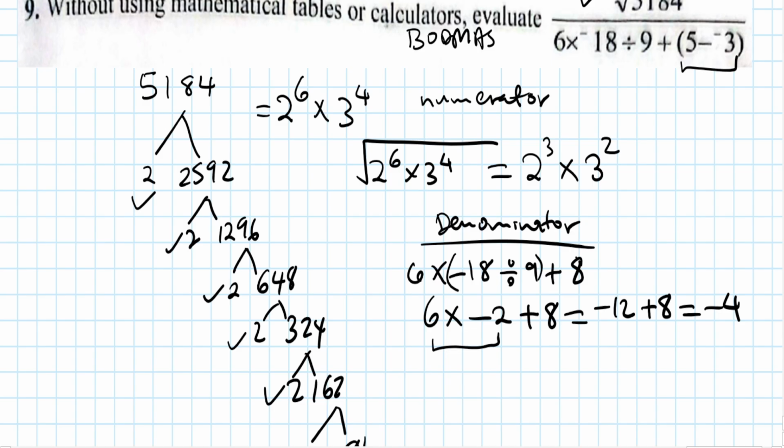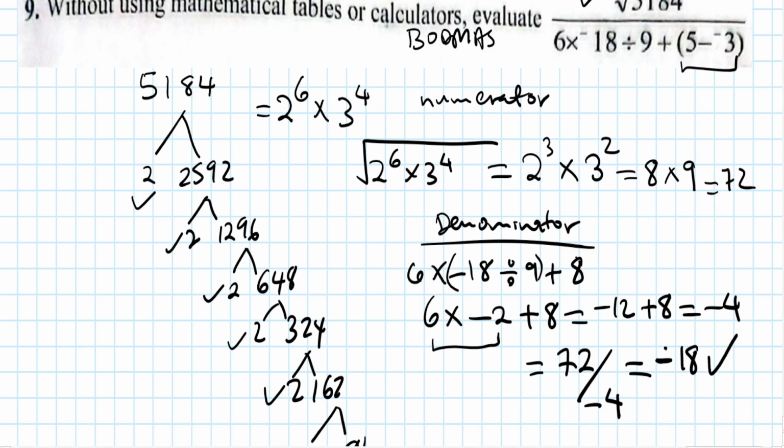Okay. Now, what is 2 cubed times 3 squared? 2 cubed is 2 times 2 times 2, which is 8. 3 squared is 9. So this is 72. So the numerator is 72 divided by the denominator, which is negative 4. Negative 4 goes into 72 18 times. So your answer should be negative, because you're dividing by a negative number. So that is your answer.